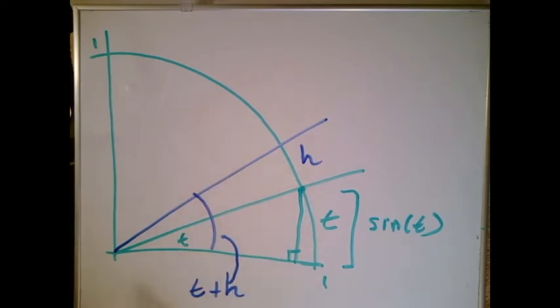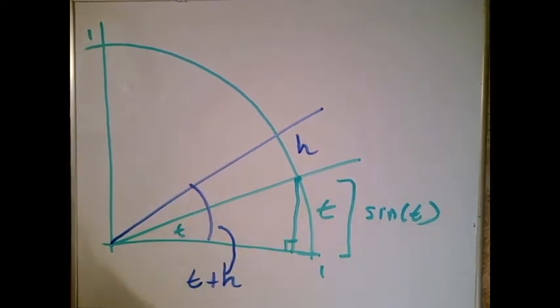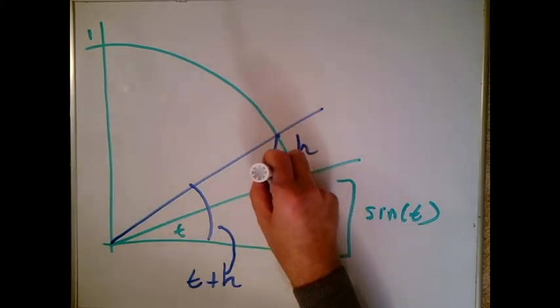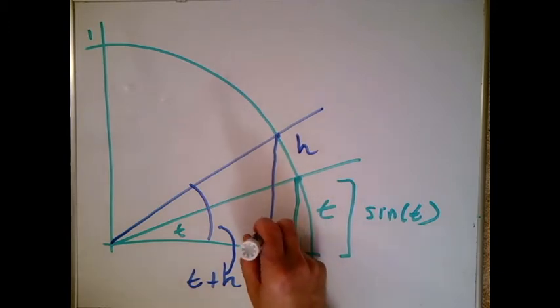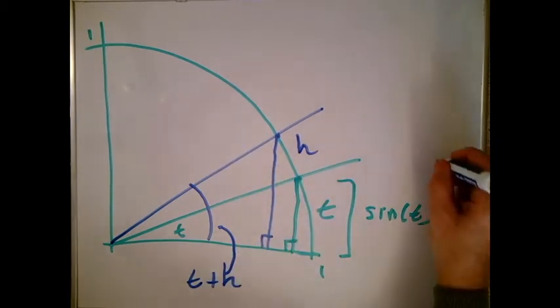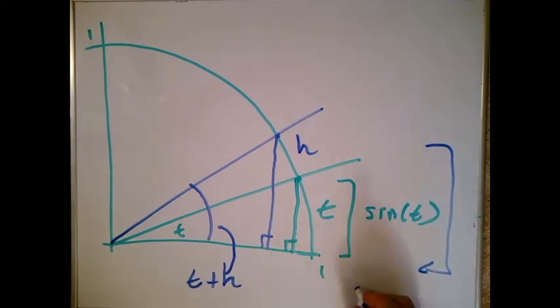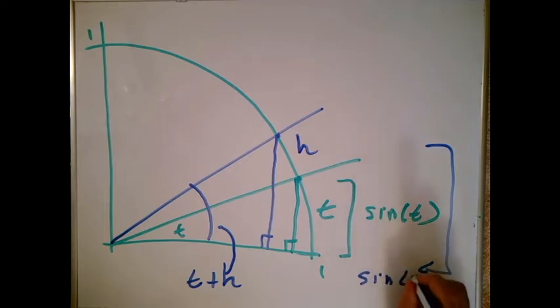Like that, and we can see that. Yay. Now, what is sine of t plus h? Sine of t plus h says start here and drop a perpendicular right there. And sine of t plus h is going to be that blue distance, that blue vertical distance. So that's the sine of t plus h, like that.